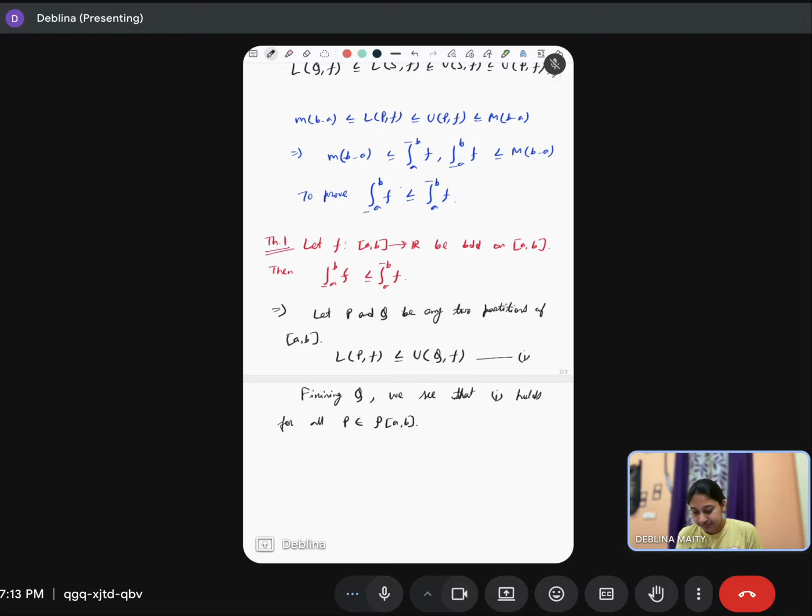Right? So this means this U(Q, f) is an upper bound of this set L(P, f) where P varies in P[a, b], right? So this is an upper bound of this set.